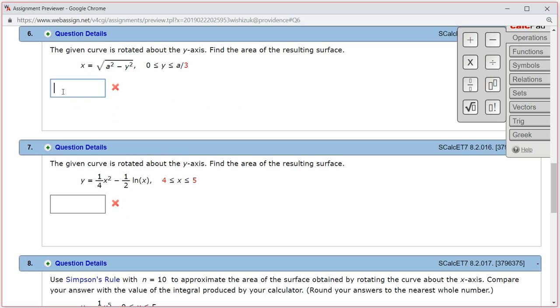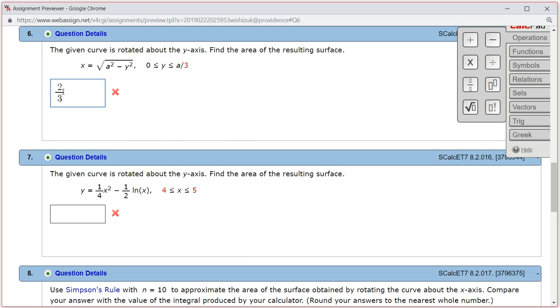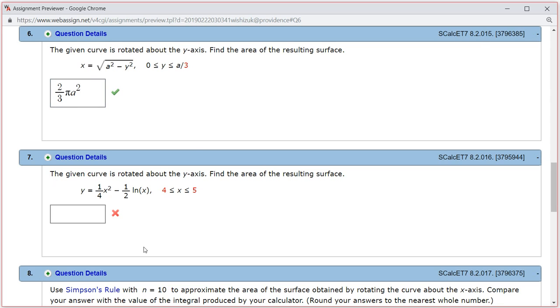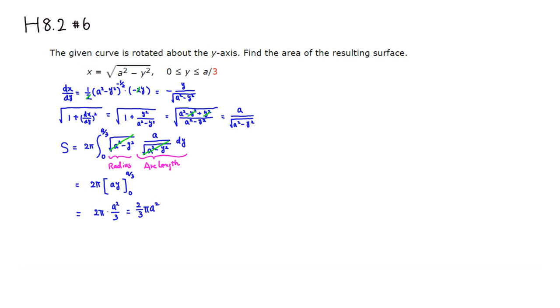So we got 2/3 pi a squared. Let's check the answer. I came back and it looks like we got this one correctly. That's it. I hope that this was clear.